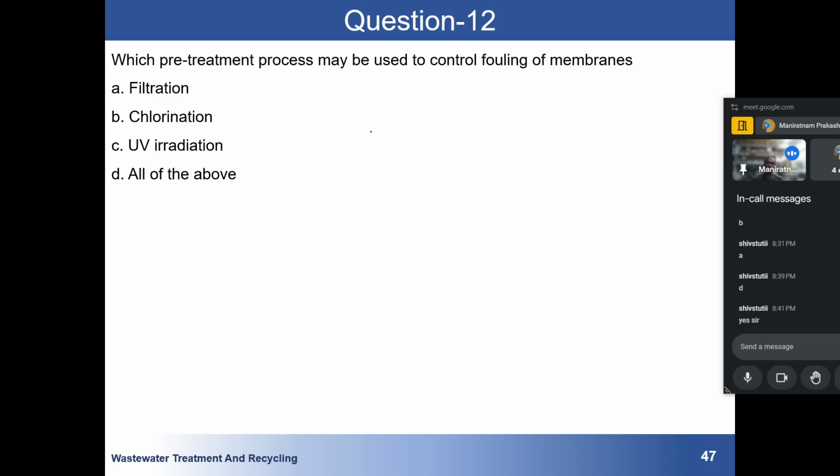Now, which pre-treatment process may be used to control fouling of the membranes? I don't want our membrane to start giving any kind of smell. So which pre-treatment may be used to control this? Which pre-treatment process may be used to control fouling of the membranes?